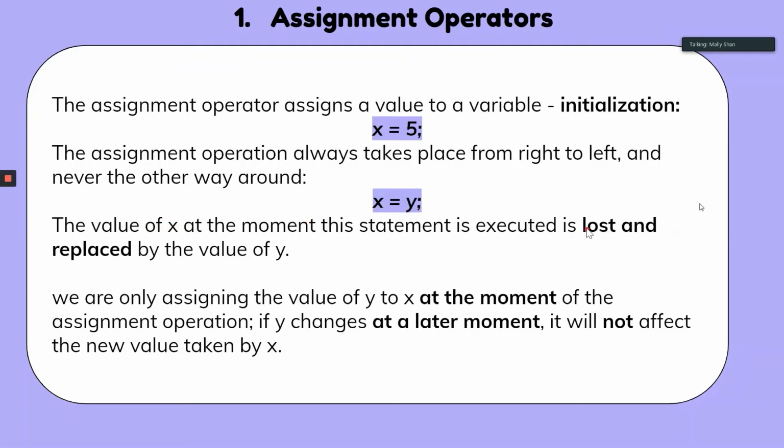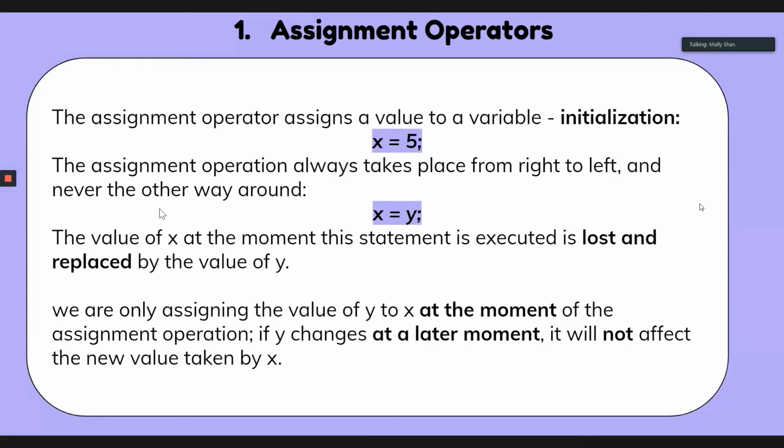So the value starts getting actually lost. It's not stored somewhere in the computer's memory. Memory actually throws it away. X no longer equals 5. X now forever equals y. And it never even equaled 5 in the first place. So we only ever assign values at that moment. So if this y value changes at a later moment, it will not affect the value taken by x.